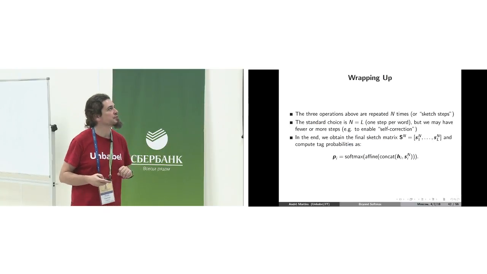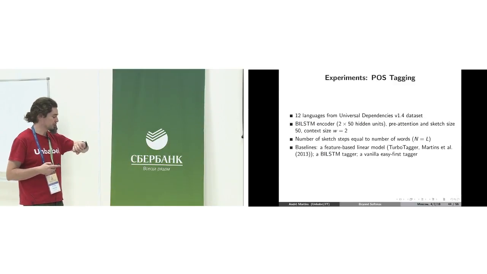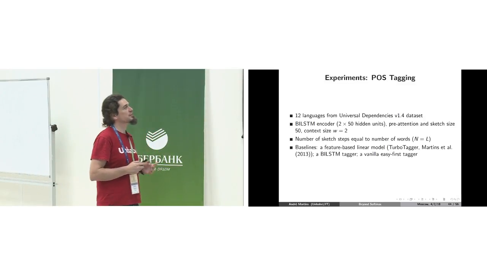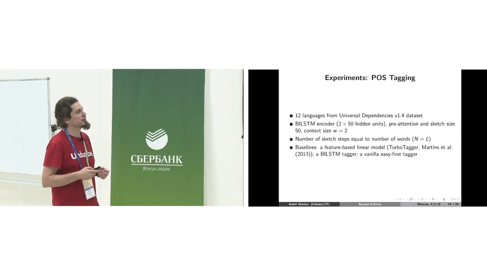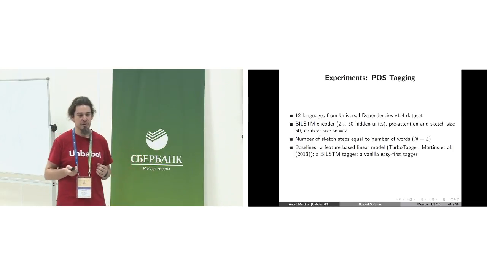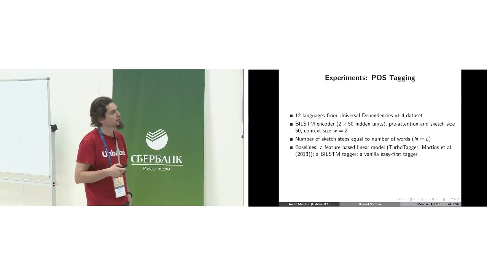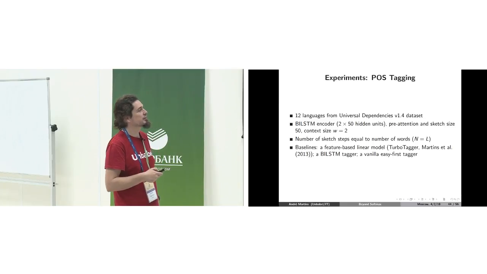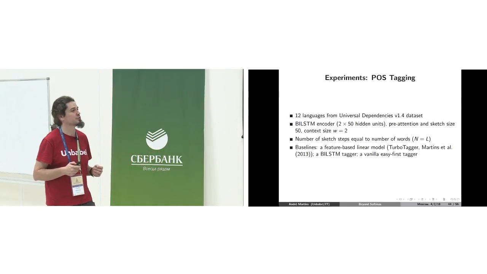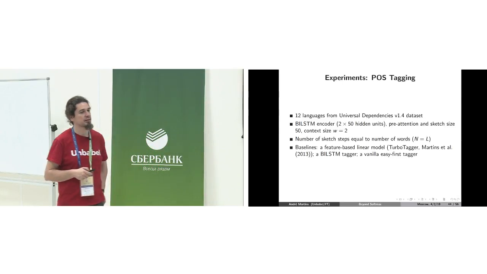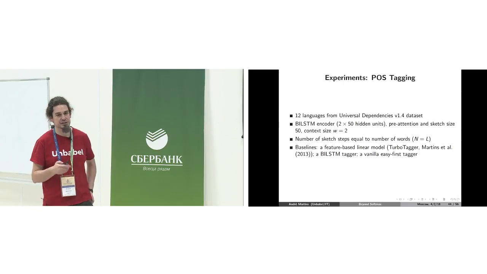So let's see some experiments. The first set of experiments is for part-of-speech tagging. We use the Universal Dependencies dataset. We picked 12 languages, trying to have a good mix of different language families. The encoder is a BiLSTM, and we choose the number of steps as the same as the number of words. As baselines, we compared with a feature-based linear model. It's a little bit outdated now, but it still gives very strong scores for part-of-speech tagging. We also use the BiLSTM tagger and just the vanilla easy first tagger.